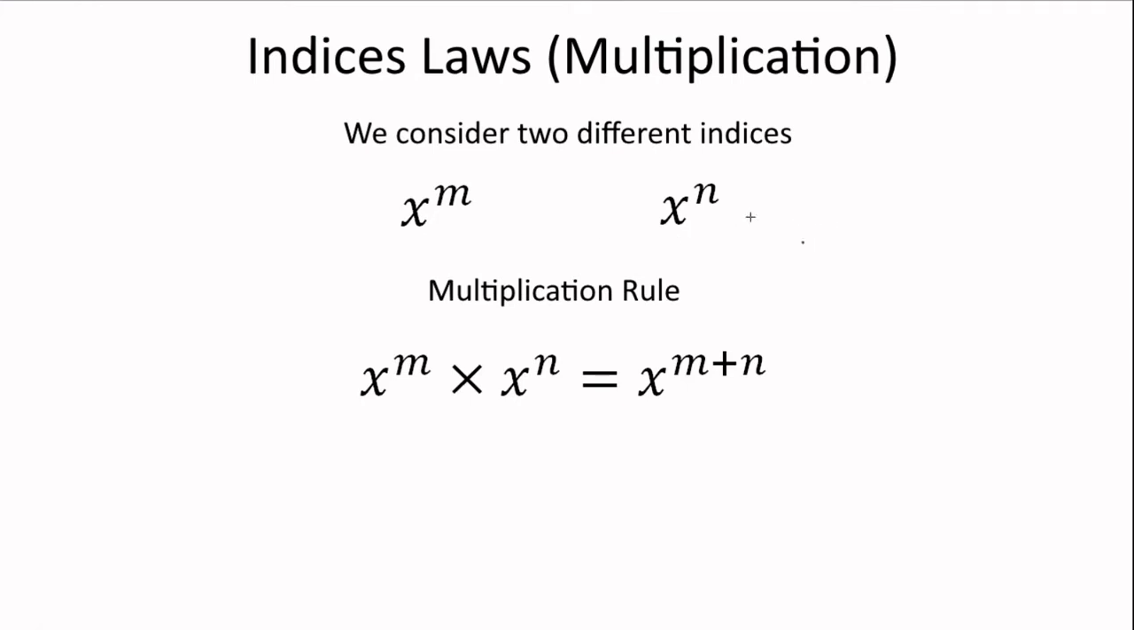So if we want to multiply these together, then you would use the multiplication rule, which says that x to the power of m times x to the power of n is equal to x to the power of m plus n. So all you do in this case is you keep x the same, and you just add the powers together, and that's what you get here. That's the multiplication rule for the indices, I should say.